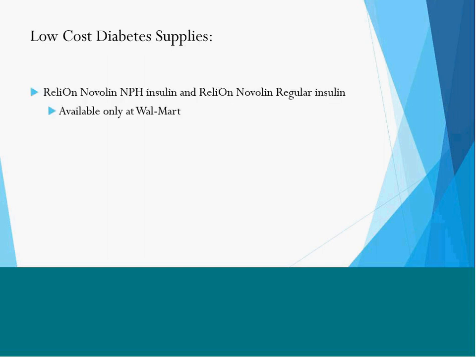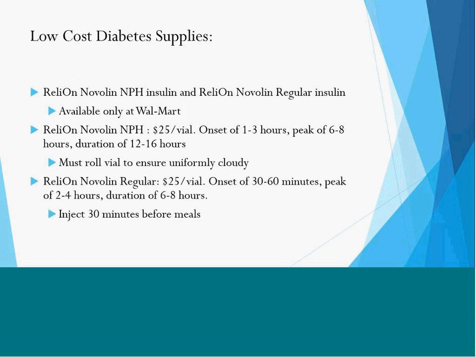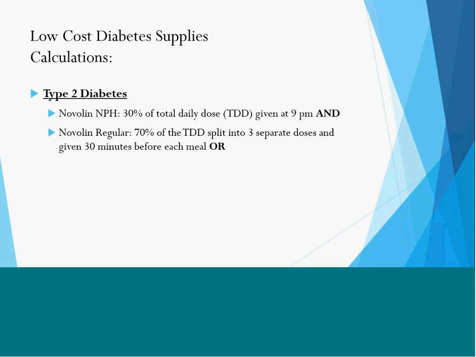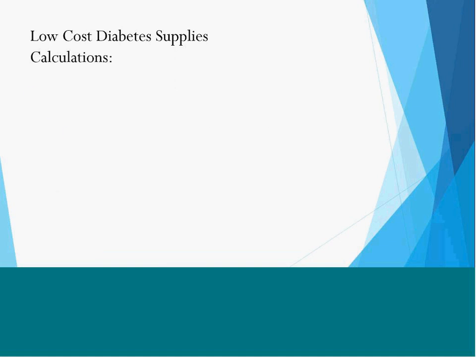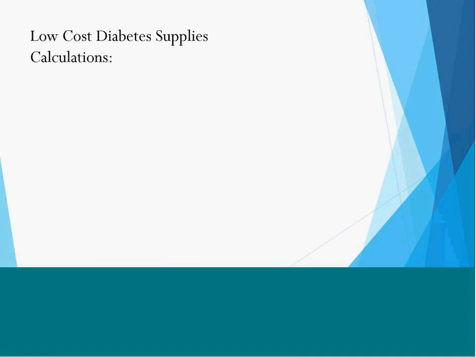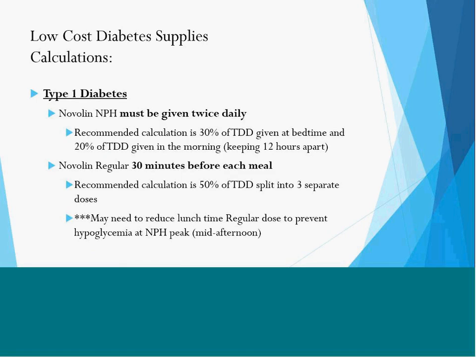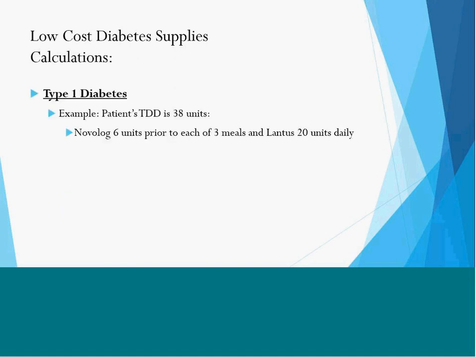And Lori already touched upon the low-cost Relion brands at Walmart, so I'll skip through these really quickly. They are in your packet. We did include some examples of how you might convert somebody from Novolog to NPH and Relion regular, and some nuances as far as dose calculation if the person is type 1 or type 2. Again, we're your sources if you need help with that, but we did include this in your packet in case you wanted it.